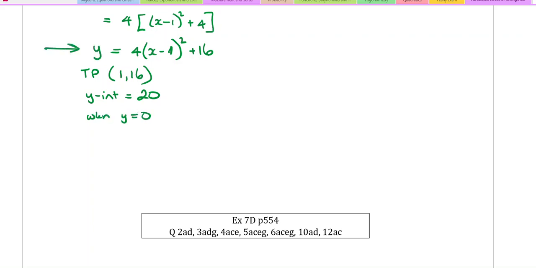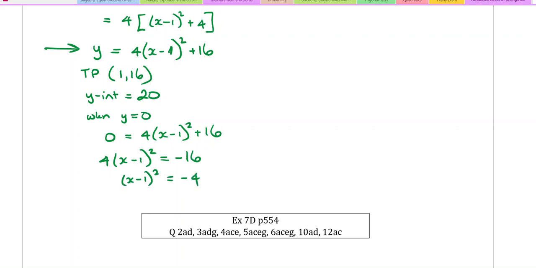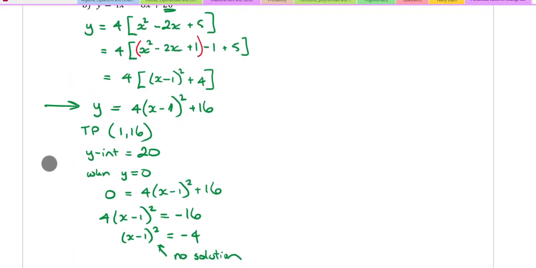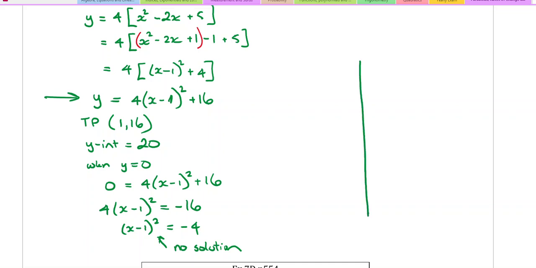So into this equation here, I would get 0 equals 4 times x minus 1 squared plus 16. If I move the 16 over, I get negative 16. I can divide by 4, but it's still a negative number there. So when it comes to square rooting that, I can't square root it, which means that there is no solution, no x-intercepts, because this parabola is not going to touch the x-axis. We have got a turning point at 1, 16. So 1 comma 16, there's my turning point.